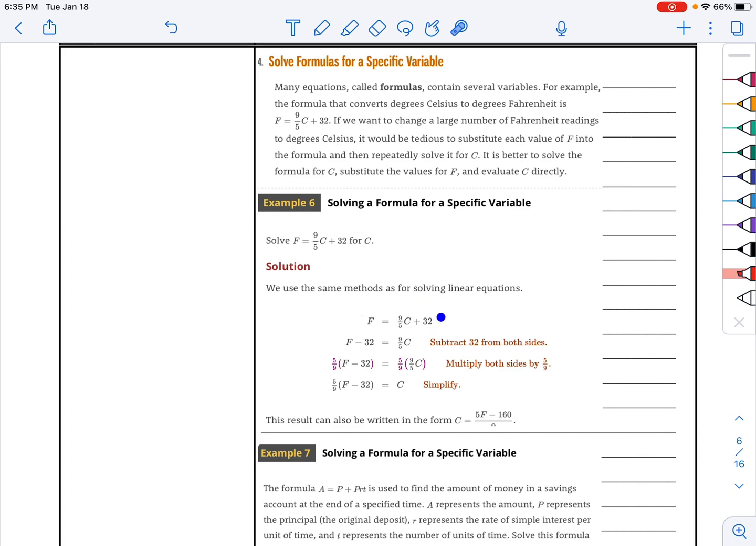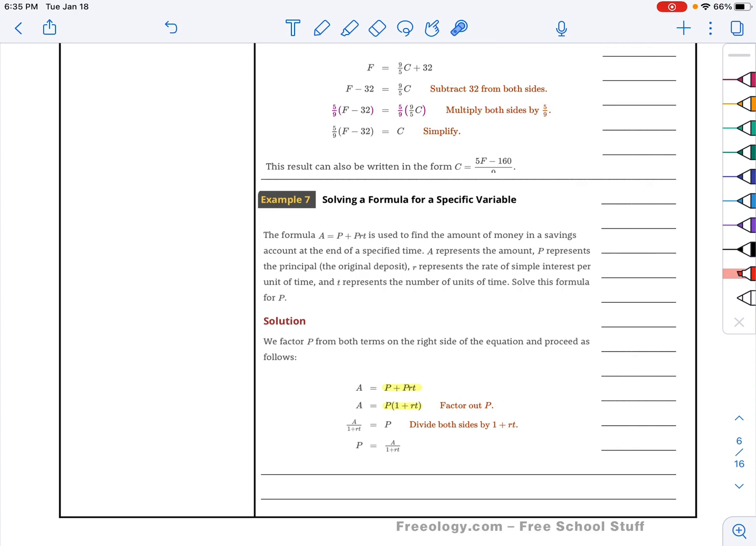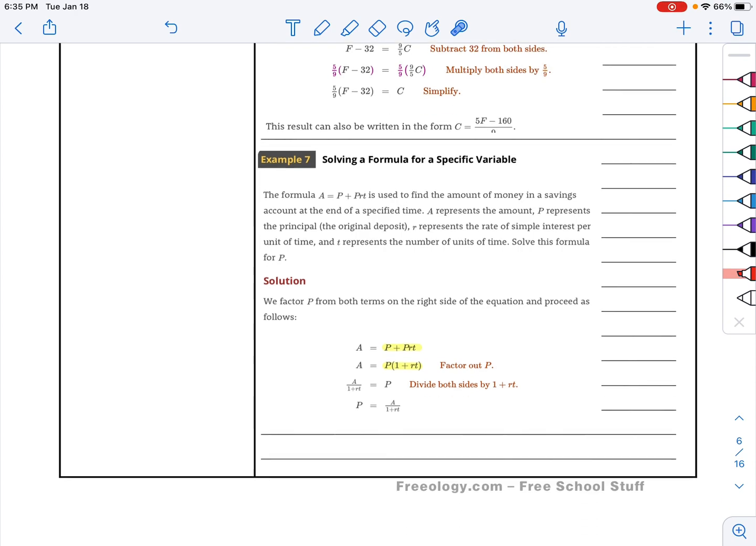So you start with this. The first thing that needs to be done to get C by itself is to subtract 32. So it's just F minus 32. And then to get C by itself, we need to multiply by the reciprocal, which is 5/9. Ta-da! That's it. You don't have to solve anything else. No simplifying. If you wanted to, you could distribute, but you really don't have to.